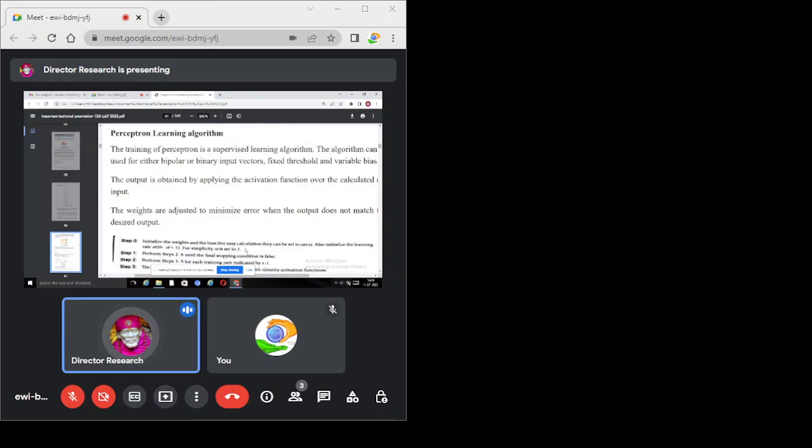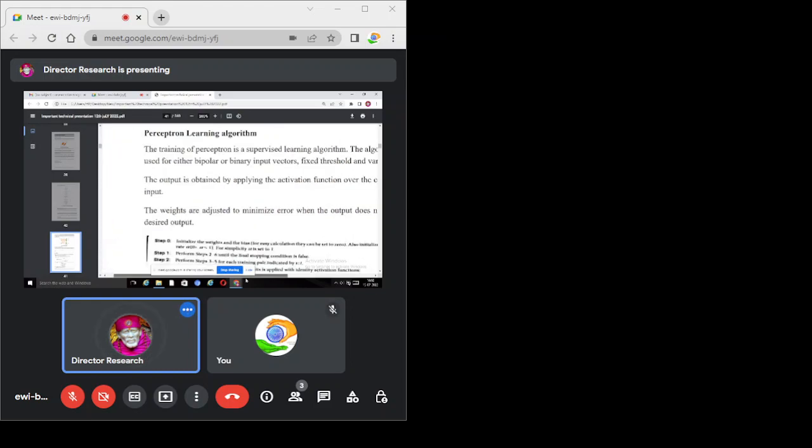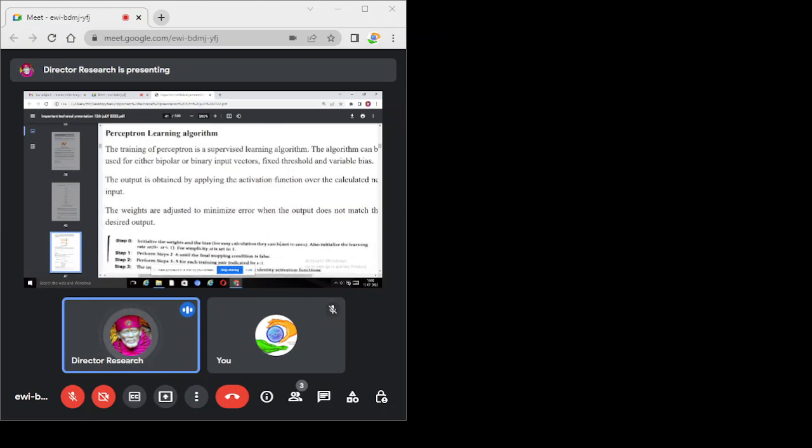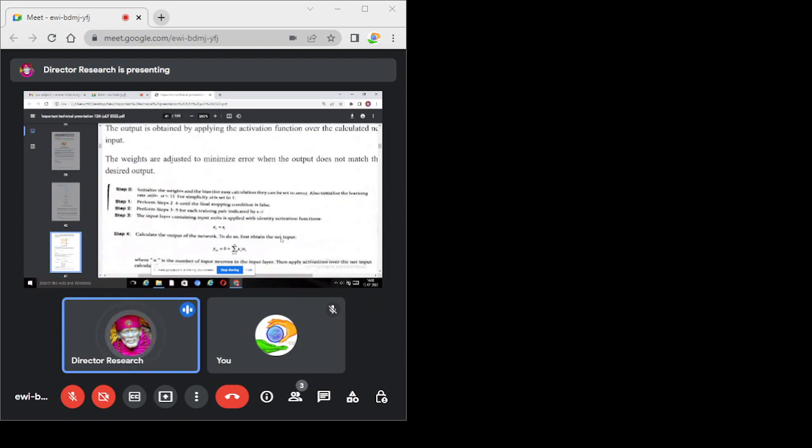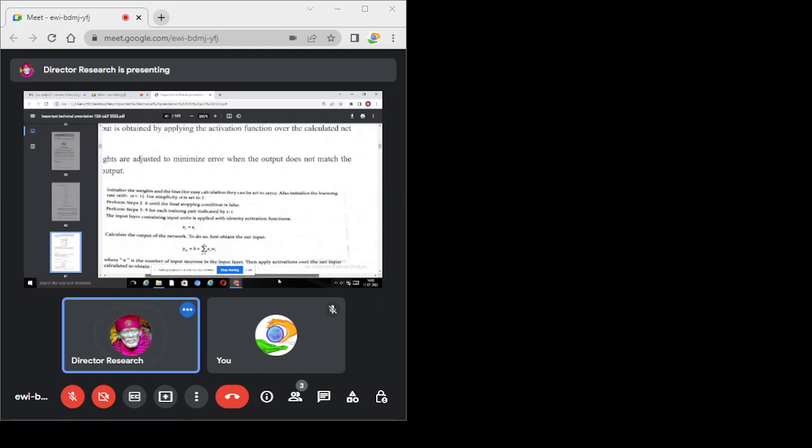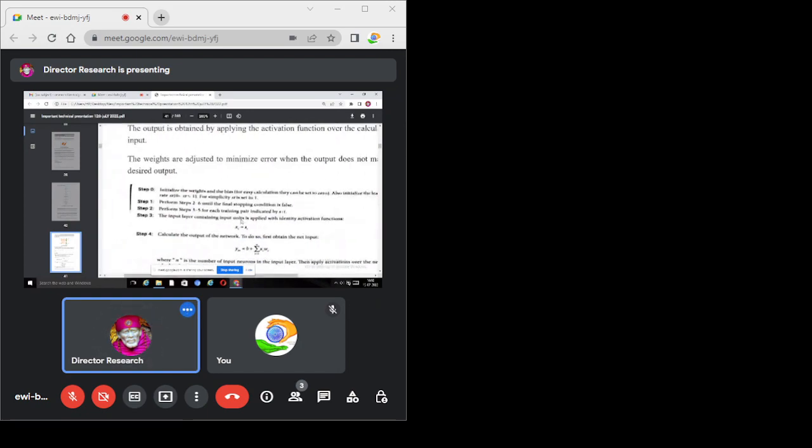The algorithm can be used for either bipolar or binary input vectors, with a fixed threshold and variable bias. The output is obtained by applying the activation function over the calculated net input. The weights are adjusted to minimize errors when the output does not match the desired output.